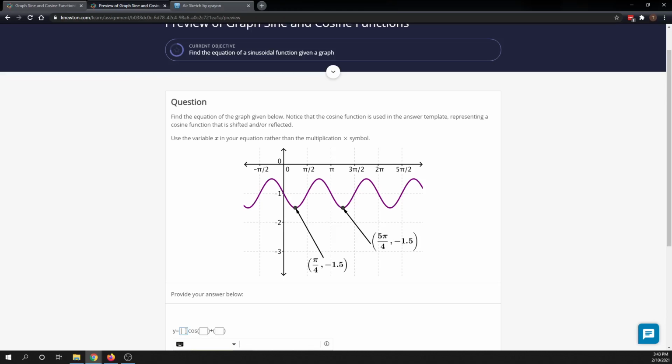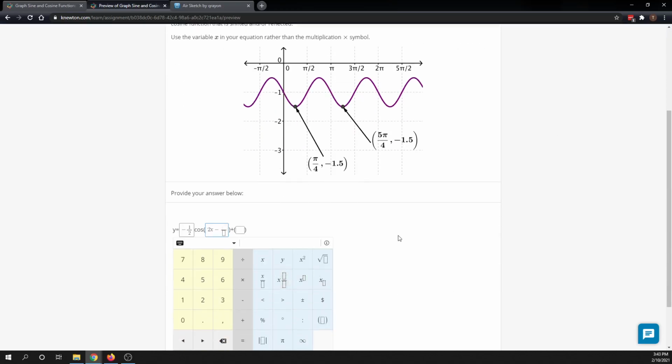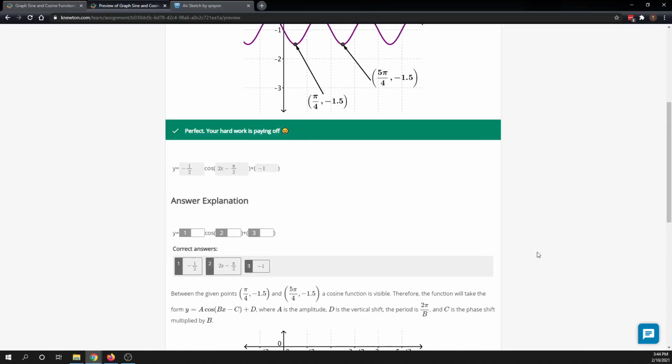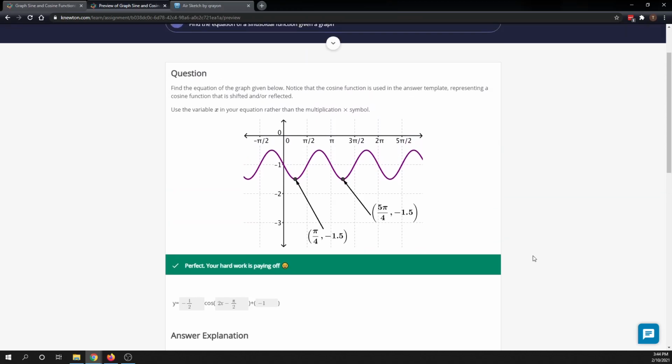So the amplitude was negative 1/2. The inside of the cosine was 2x minus pi over 2. Oops, I forgot you've got to do it like this on Newton. And then the vertical shift, our midline, was at negative 1. So that's what it looks like: negative 1/2, 2x minus pi over 2, and negative 1. And there we go. And that is it on this one.